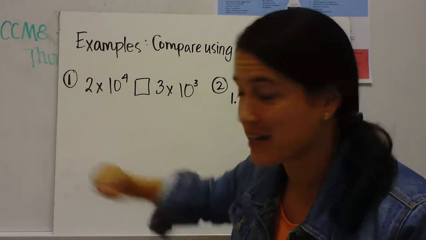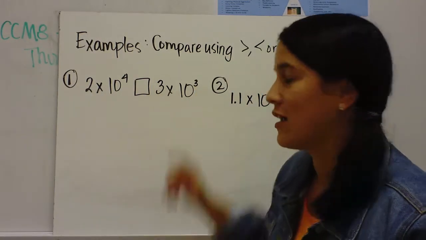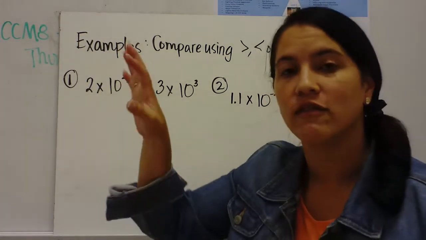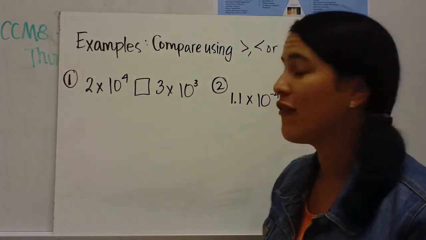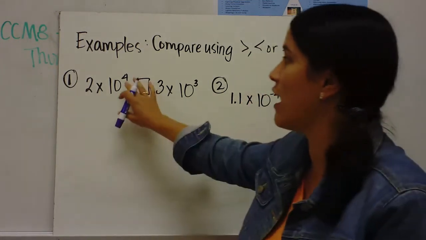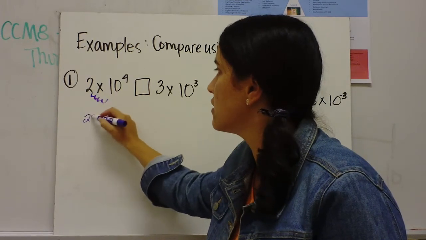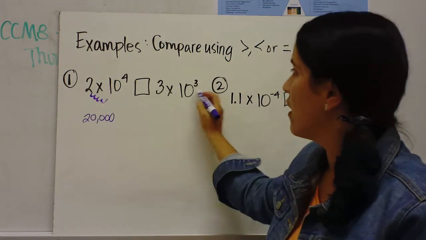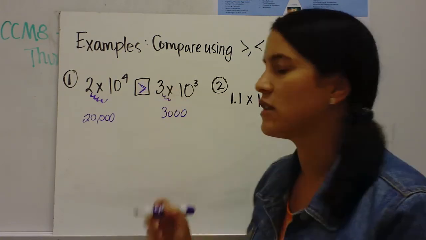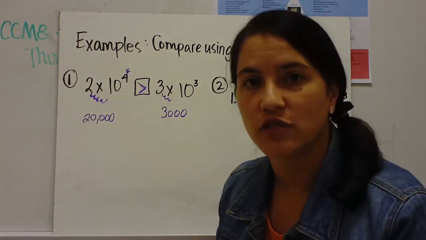First thing you do is you make sure it's written in scientific notation, and both of these are. Then you look at the exponents. I have an exponent of 4 and an exponent of 3. So my 4 is going to be bigger because that means I'm going to have a bigger number. If you're not sure, then you can look at it in standard form. So I'm just going to show you if you want to actually write it out. I'd move my decimal 4 times, 1, 2, 3, 4, and I would get 20,000. Over here I'd move my decimal 3 and I would get 3,000. So 20,000 is clearly larger, but my exponent was bigger, so I could have just seen that.